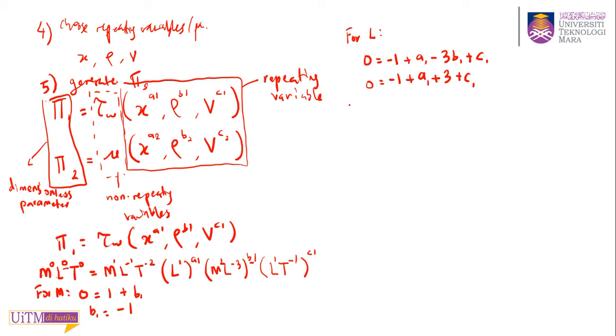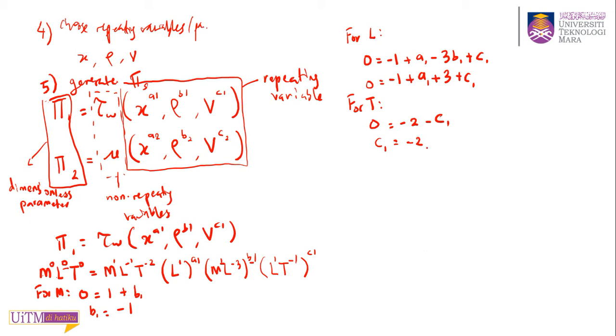So we start with T first. For T, again do the same. For T, 0 equals T minus 2, so we have minus 2. There's no T in x, there's no T in rho, and we have T minus 1 in velocity times C1, so this will be minus C1. So we will get C1 equals minus 2.